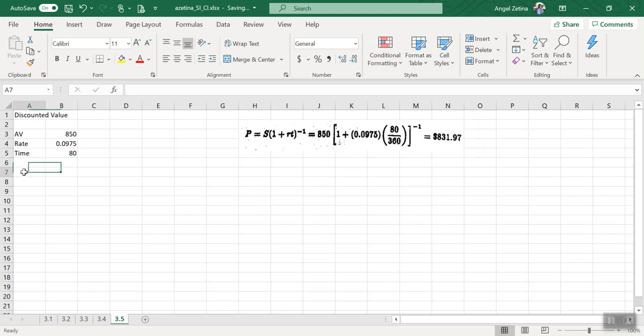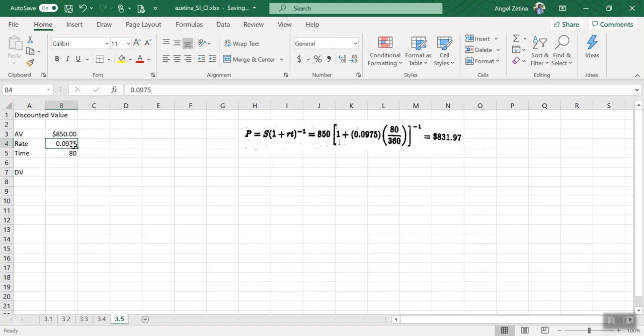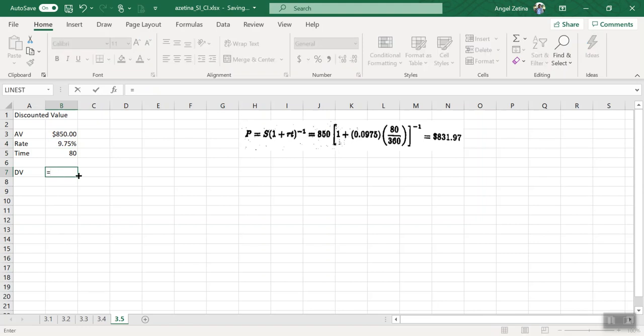Now we can calculate the discounted value or the present value. Let's format these to currency and to percentage. Let's increase the decimal places. We get 9.75%.